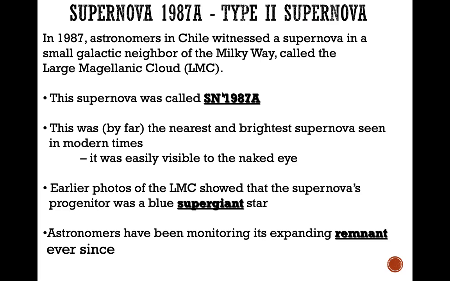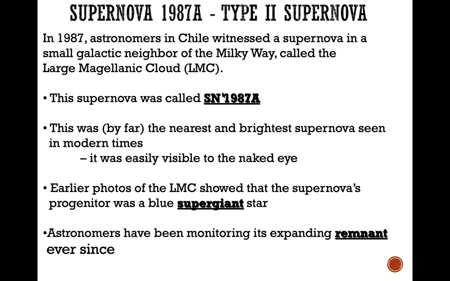Now, this is by far the nearest and brightest supernova that we have seen in modern times. How many years ago was this? 1987, so around 33 years. Now, just keep in mind that if one day in your lifetime you happen to have a supernova in our own galaxy, it will make news headlines. So it's rare.